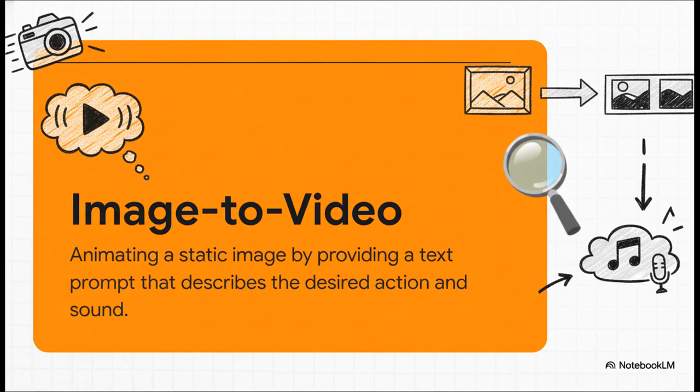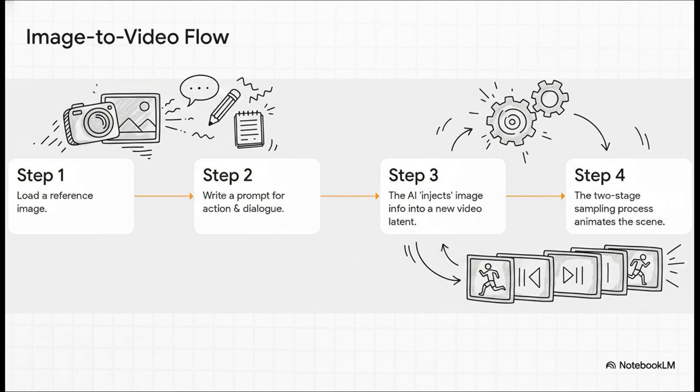Instead, you give it a still image you like, and then you use text to tell it what to do, bringing that static picture to life with movement, sound, and even dialogue. So how does that work? Well, it's pretty brilliant, actually. You load your image, and you write your prompt for the action.